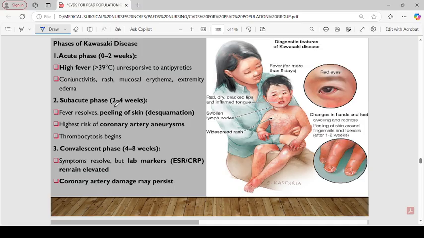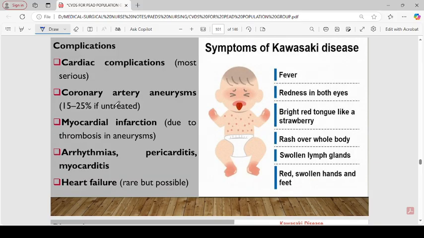Kawasaki disease is divided into phases. We have the acute phase, which is characterized by high fever; the subacute phase, which presents with peeling of the skin, that is desquamation, and coronary artery aneurysm; and lastly the convalescent stage, where lab markers like the erythrocyte sedimentation rate and C-reactive protein remain elevated, and the coronary artery damage may persist in that 4th stage. So we have several complications associated with this.